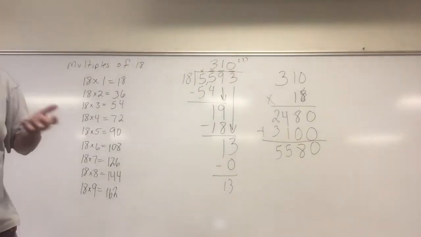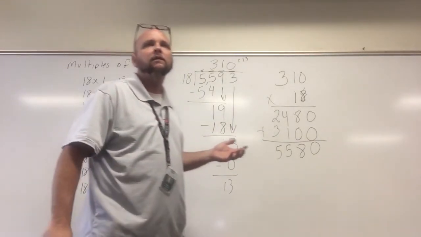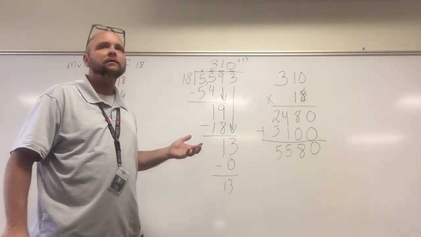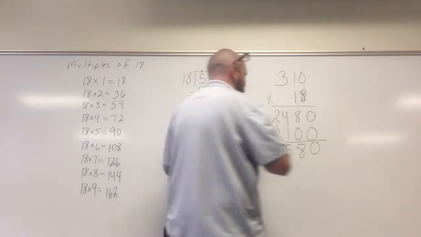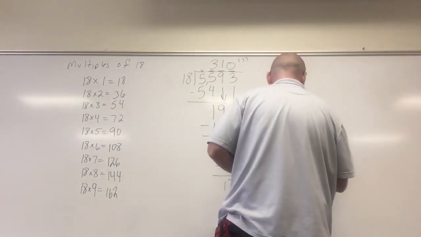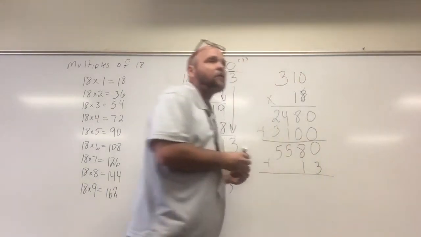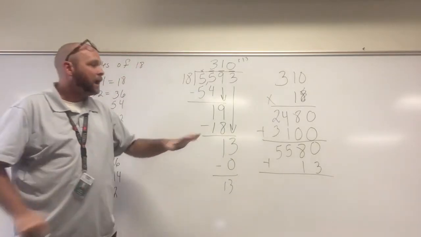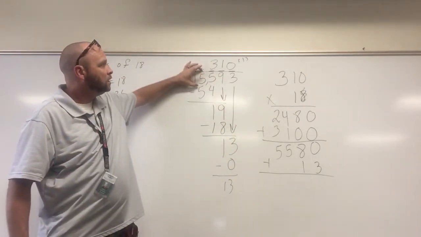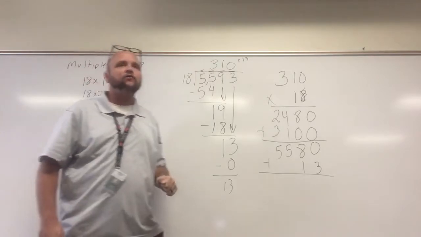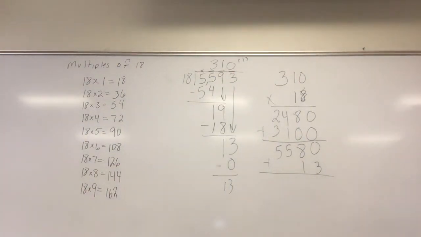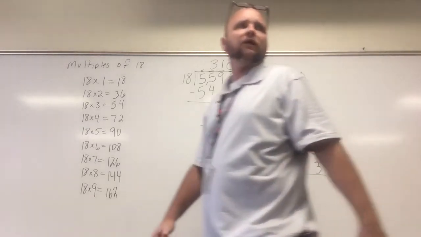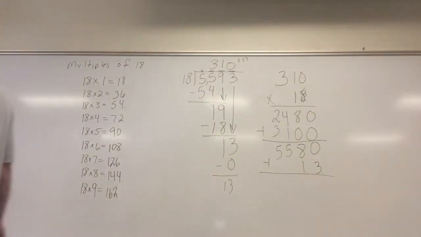So Brooklyn's, oh wait a minute, Jamie. Go ahead. Oh, well, we're supposed to have your remainder. Then you add your remainder, 13. And if I've done all my math correctly, after I add my remainder, my answer should be 5,593. So when I add my remainder, Brooklyn, was it 5,593? It was. Good job, Brooklyn. I'm proud of you. Good job.